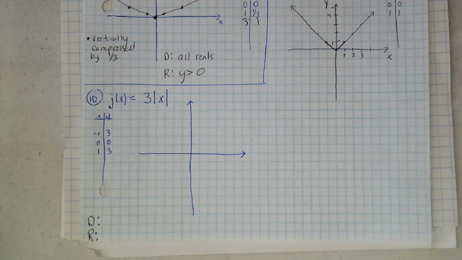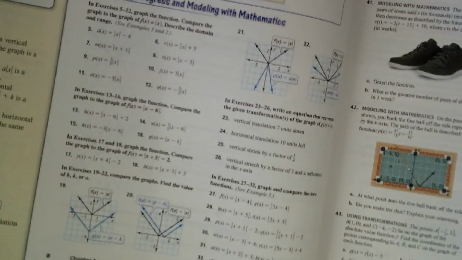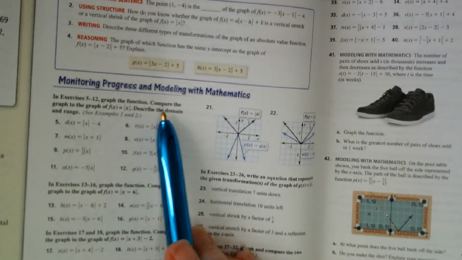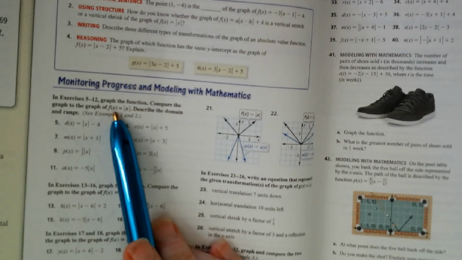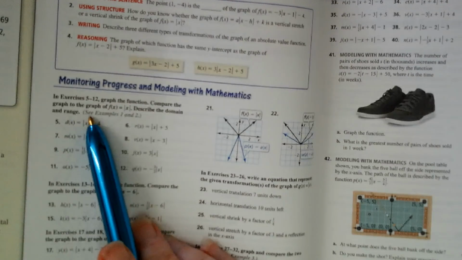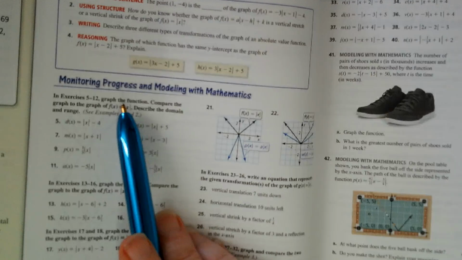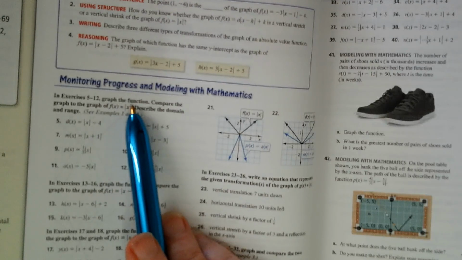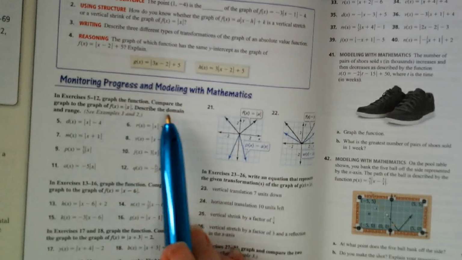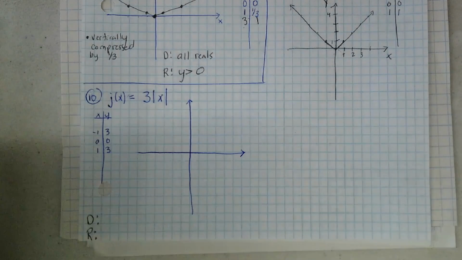Here's Integrated 2, section 1.1, problem 10. Problem 10 is asking you to graph the function and compare the graph to the graph of f of x equals absolute value x. Describe the domain and range. So it's asking you to do three things. You're going to graph the function, compare it to absolute value x, and then describe the domain and range.